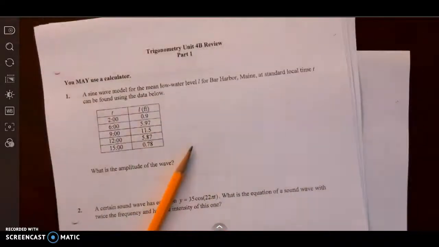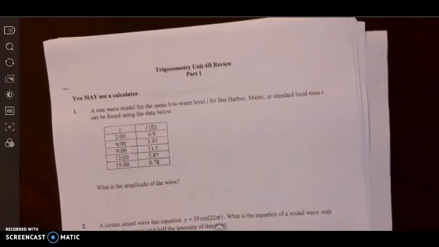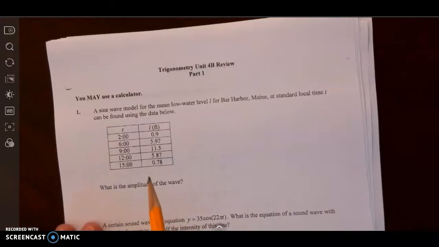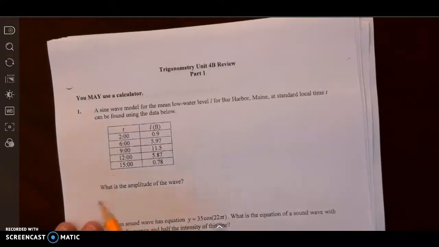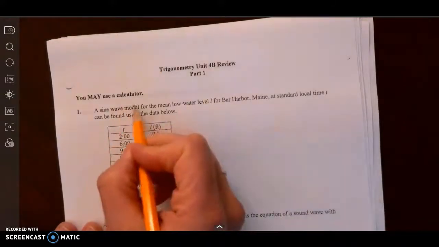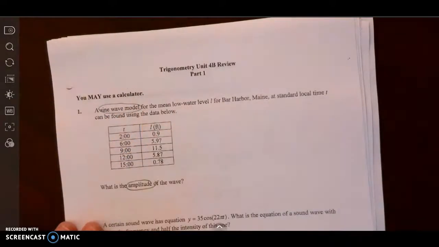So this is the practice test for the Unit 4B test. It's a sine wave model for the mean low water level for Bar Harbor, Maine at standard local time t, which can be found using this data. What is the amplitude of the wave? Notice it said a sine wave model.